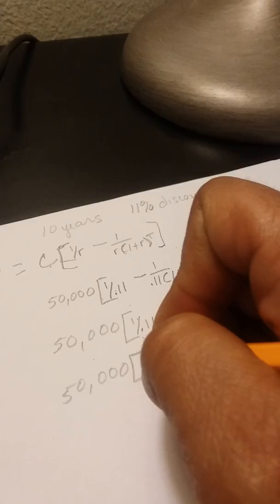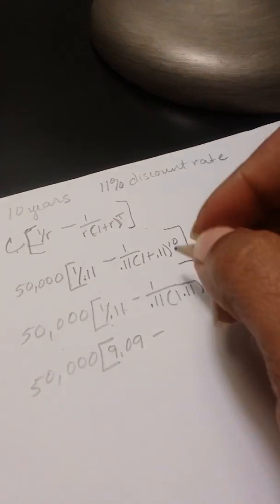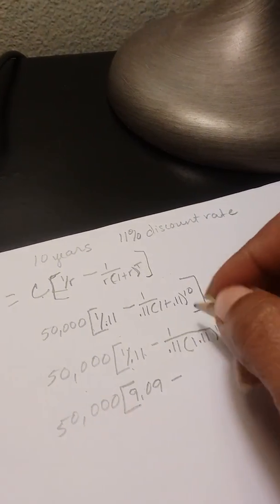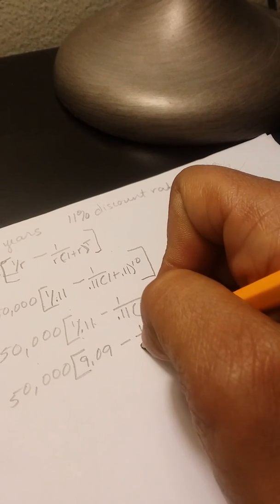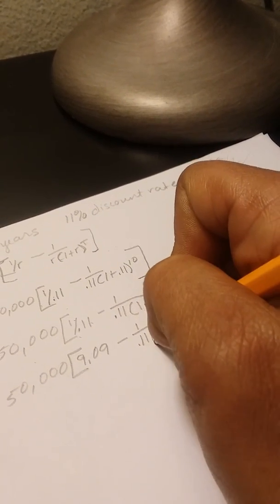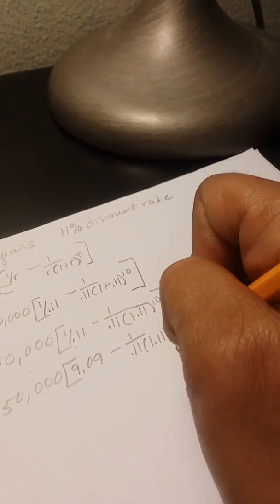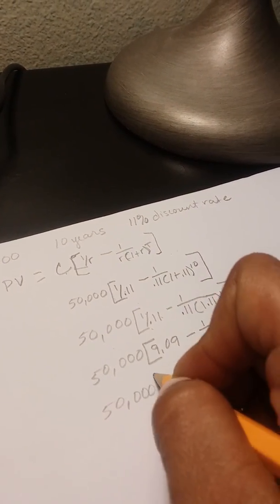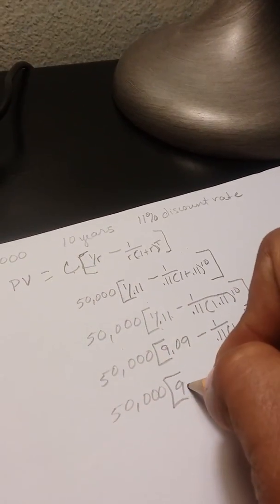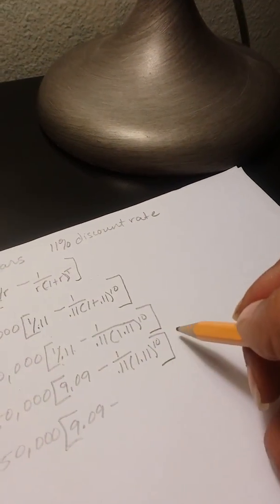So you can go ahead and put that there. 9.09 minus your 1 over 0.11, 1.11. And then you just bring it on down again. You're still going to have your 909. And here we're going to work on what we see here.